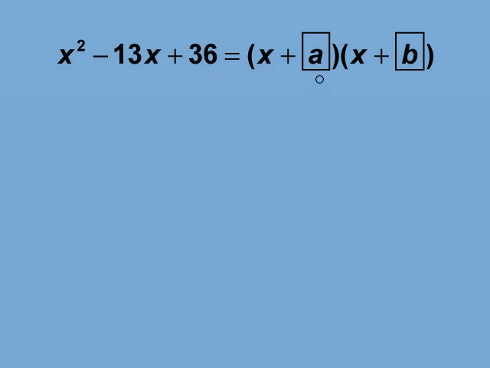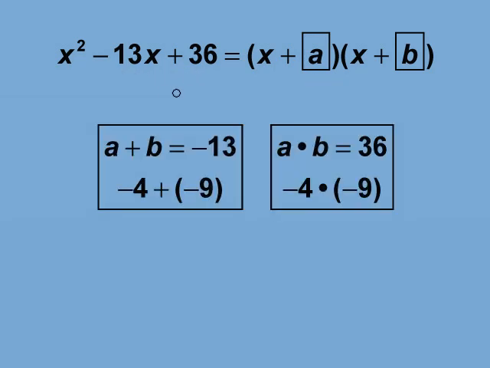To find the values for a and b, find two numbers that add up to negative 13 and whose product is 36. The two numbers that do this are negative 4 and negative 9. So we can rewrite the factored form of the quadratic this way.